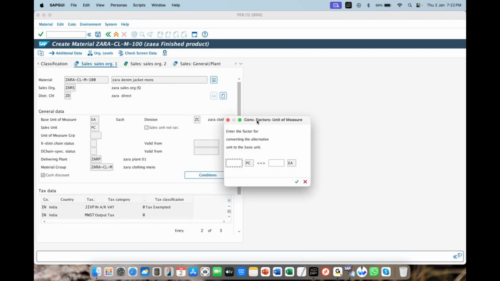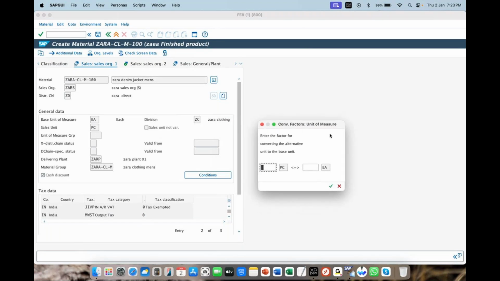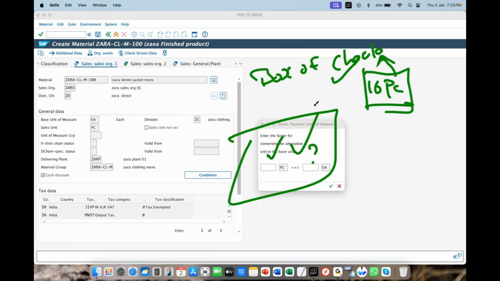You will get this. If any one tax view is not fulfilled, you will not get this conversion factor units of measurement window. You need to get this window, because how many pieces make each pack? If the declaration is not given, how will the system understand? For example, you're buying a box of chocolates. So how many does it consist of? Say 10 pieces makes the identification of a box. You need to give the break-even of 10 pieces.